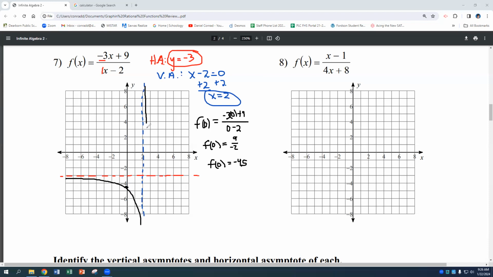Which means this is going to look something like this. All right, next one. Horizontal asymptote looks like it's going to be 1/4. Right? This is 1/4. Y equals 1/4. So that's maybe right here.